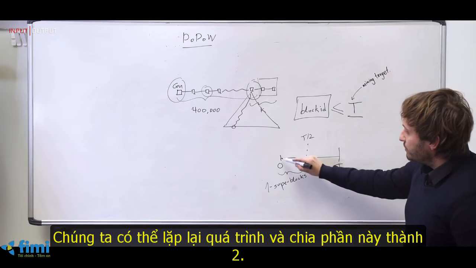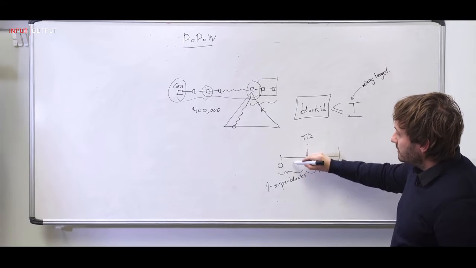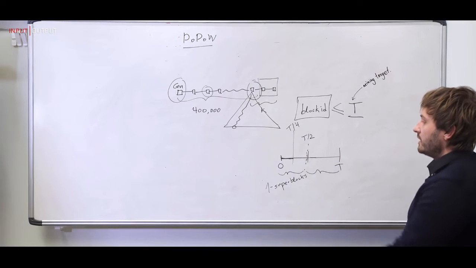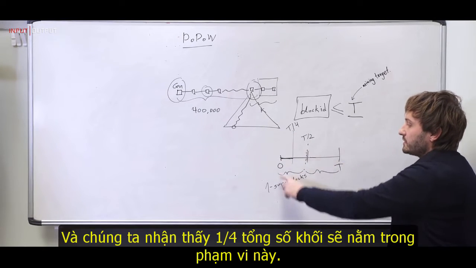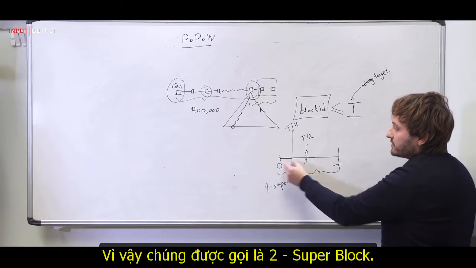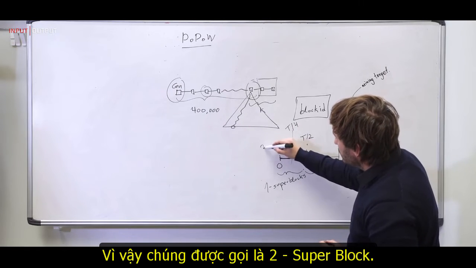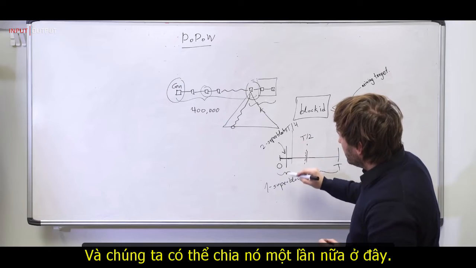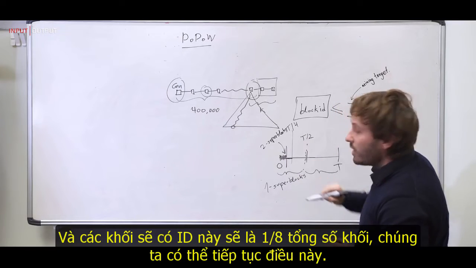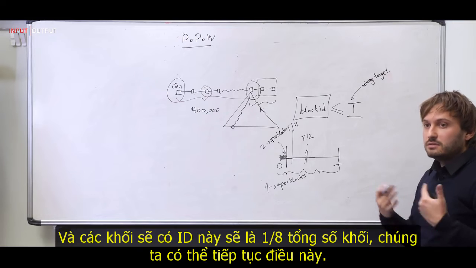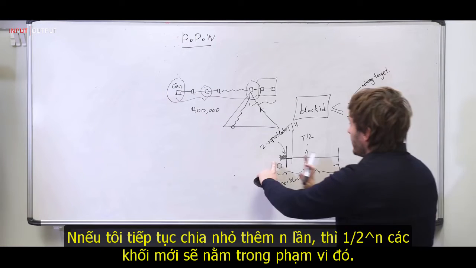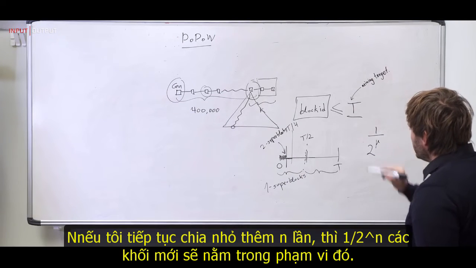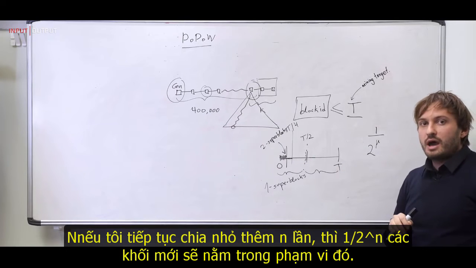We can repeat this process and split this portion here into half and look at this quarter portion over here. And then we notice that 1/4 of the total blocks will fall within this range. So these are called 2 superblocks. And we can split it again here, and the blocks that will have this ID will be 1/8 of the total blocks. And we can continue this, and we can say, if I keep splitting it mu times, then a portion 1/2 to the mu blocks will fall within that range.